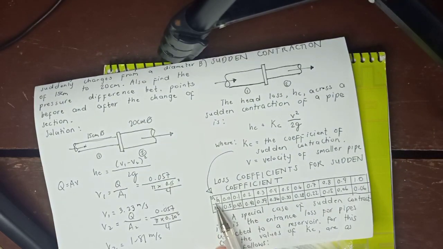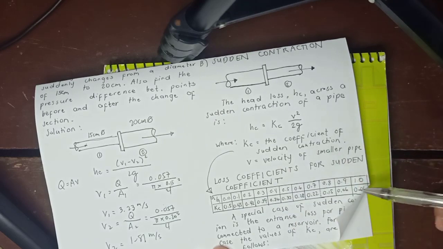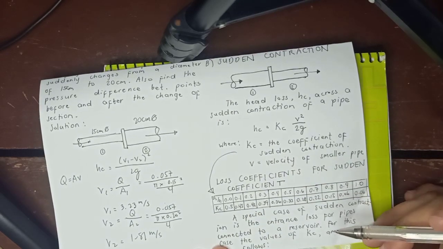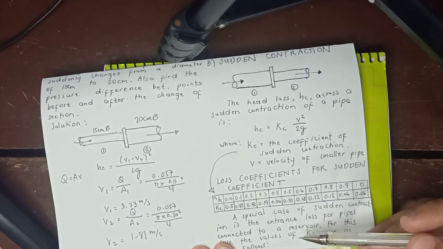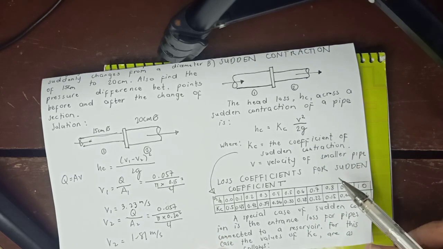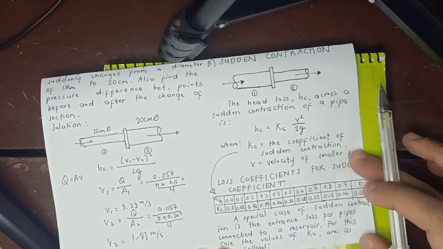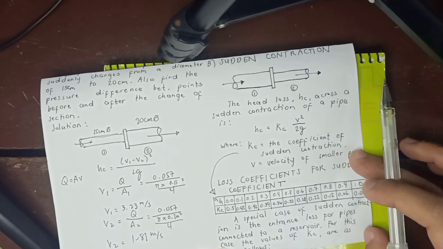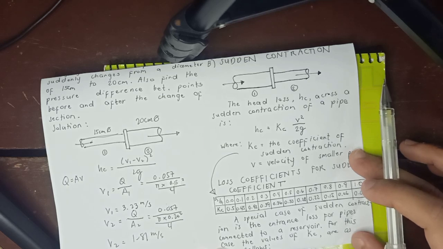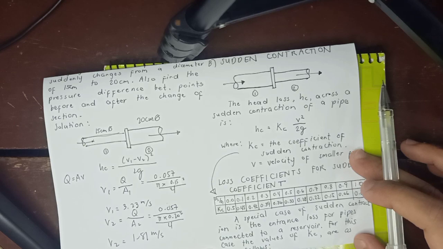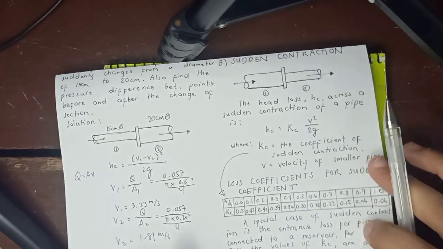As you can see, the table is based on the ratio D sub 2 over D sub 1, and K_C, or the coefficient of sudden contraction, depends on certain ratios. It is found in our book, so just search it or have a read on it. A special case of sudden contraction is the entrance loss of pipes connected to a reservoir. For this case, the values of K_C are as follows.